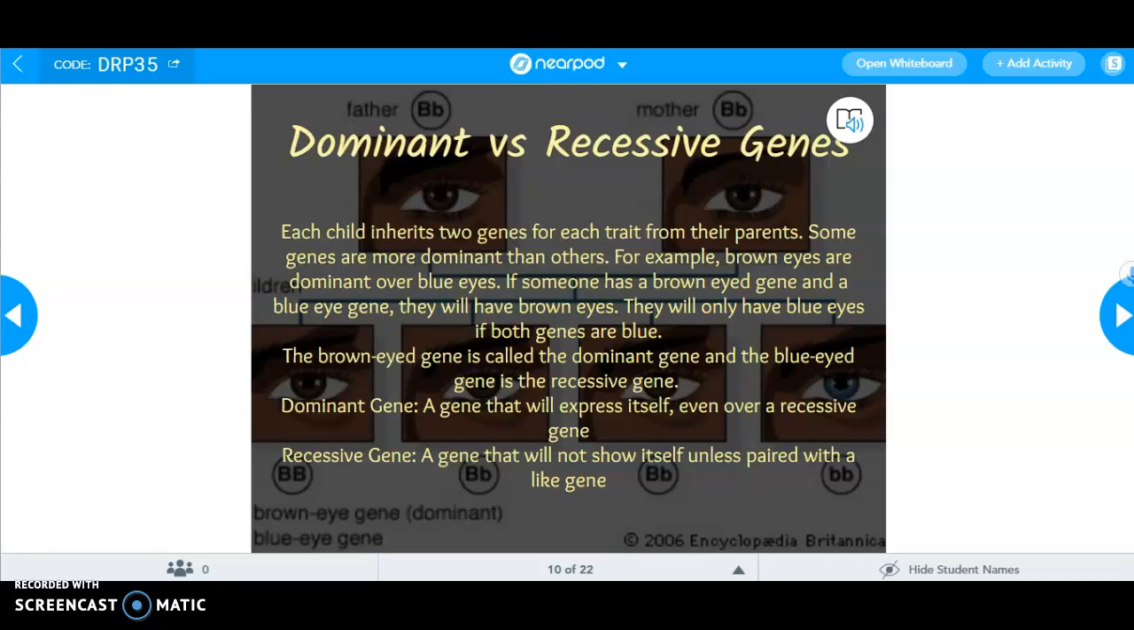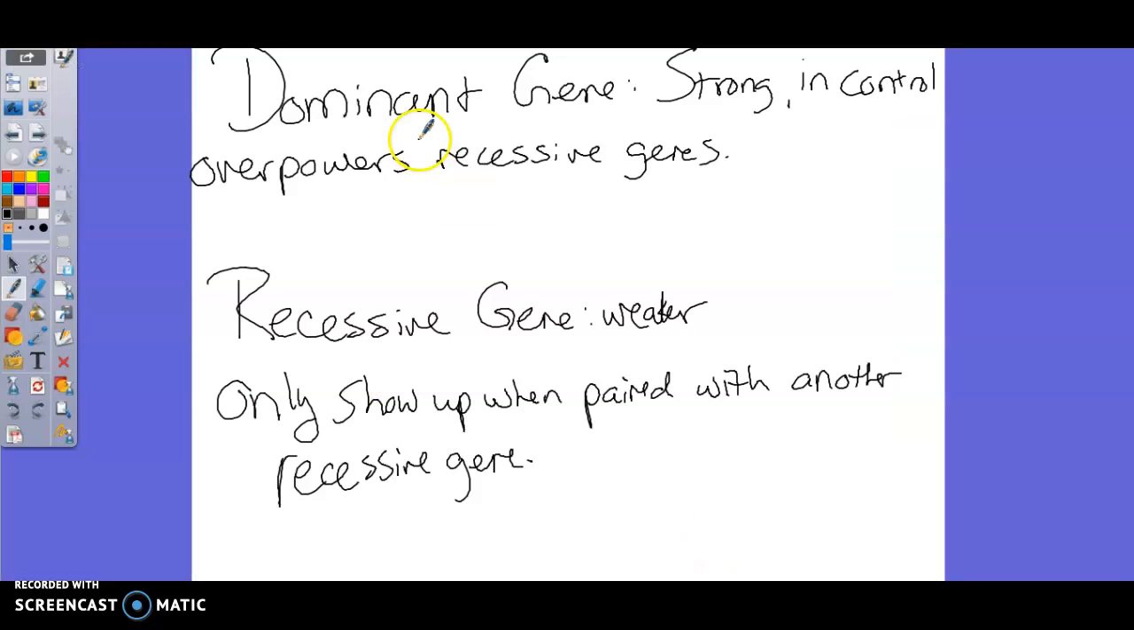And the thing you need to understand about this is, with these two genes, dominant genes are very strong. They are in control. They overpower recessive genes. So, for example, brown eyes are a dominant gene. If you receive one gene that's a brown eye gene, you are going to have brown eyes. The only way you can get a different color, let's say green eyes, is if you get two recessive gene traits. Now, this next part is not something that you have to know, but it does help this to make a little bit of sense.